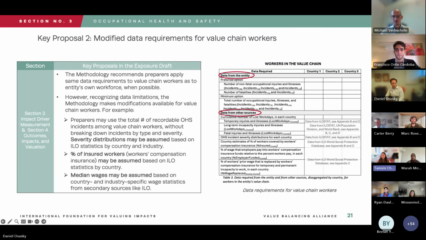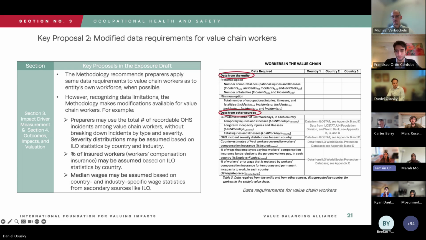I'm really happy to share that the exposure draft itself provides a spreadsheet of readily usable secondary data sources. That's Appendix B, if you want to download that and give it a try, where we have collected those variables for you. And where that data has not been collected, we actually give the URLs to databases like the ILO World Social Protection Database, where you can look up your country and find the relevant variable to fill in these variables. So some examples of these variables where modifications are available for value chain workers.